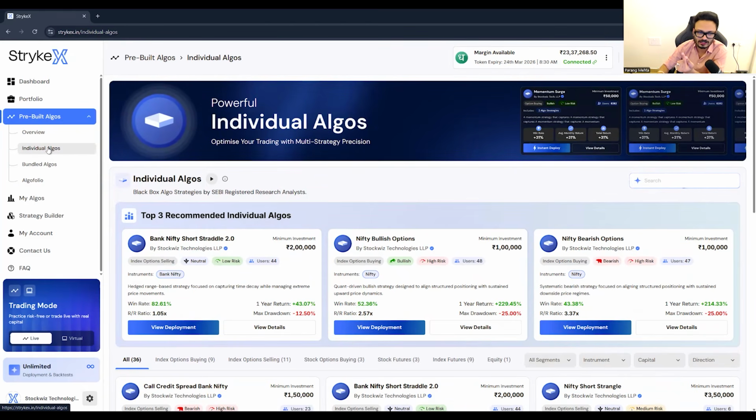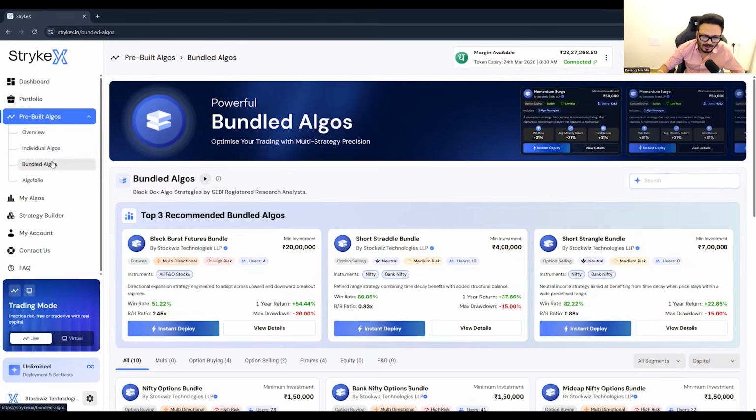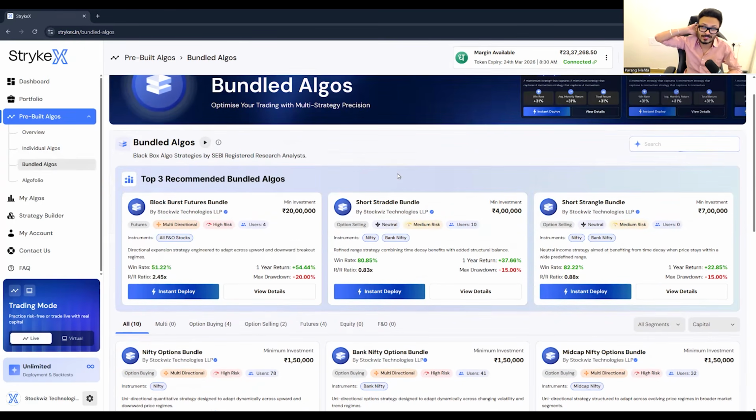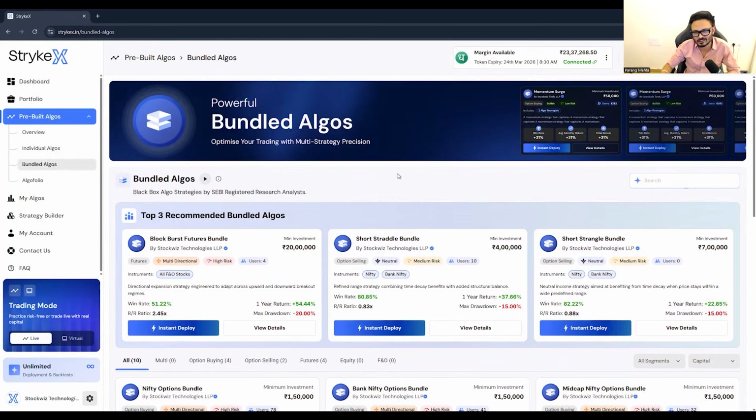And equity, we only have one strategy. So either go for bundled algos, which are 2-in-1. So Nifty options bundle, Bank Nifty options bundle, or combo. Bundle combo, same thing, right? And deploy as many strategies as you want in your virtual account so that you can track those strategies.